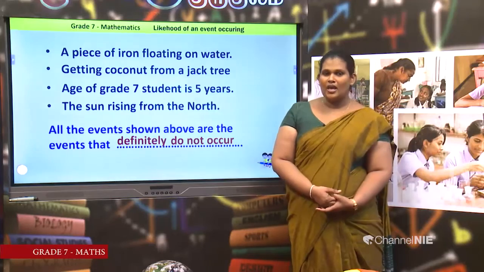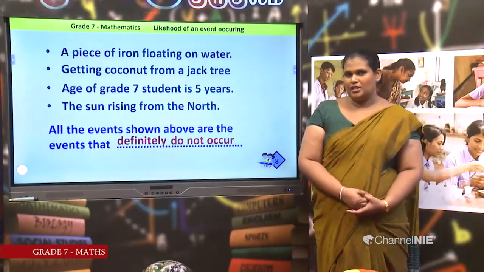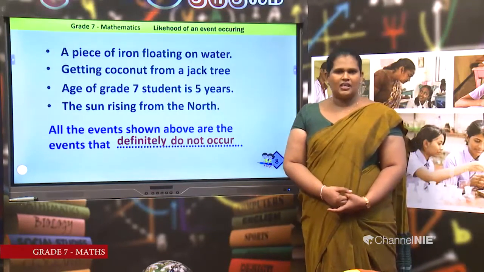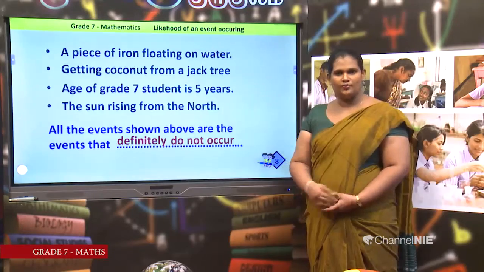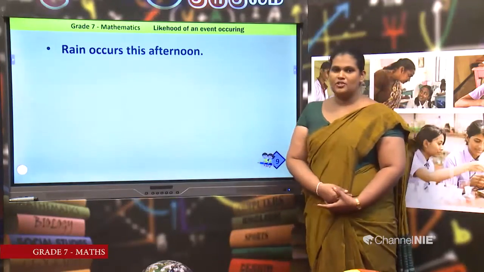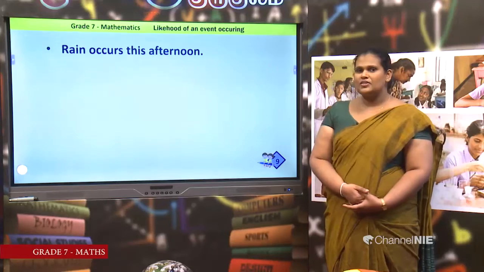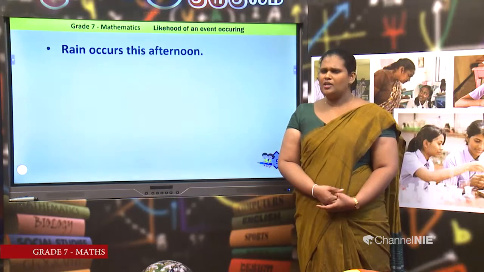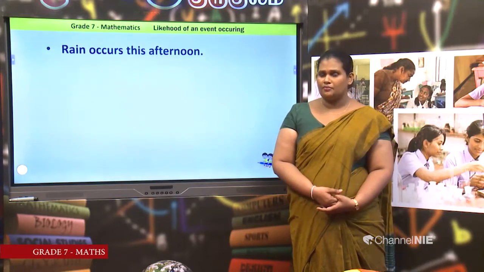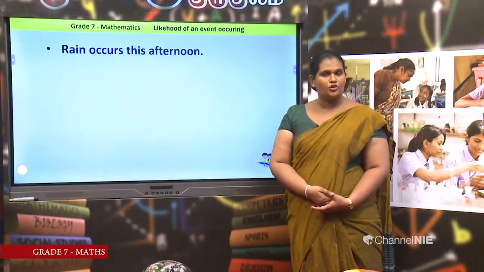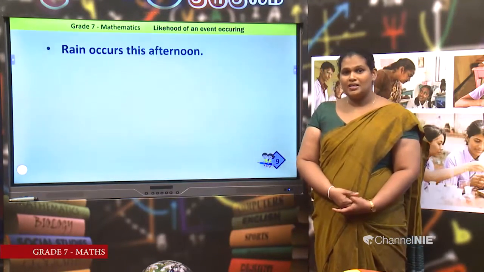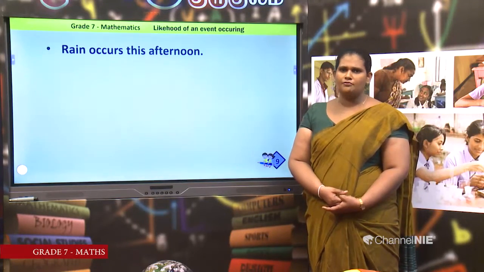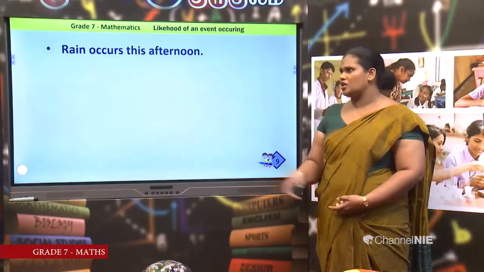Now we have discussed two types. So I'll get some more examples of events. Can you say the answer for these also? We'll see. First one, rain occurs this afternoon. The rain may occur or it may not. Isn't that so? Can you exactly say whether it's going to rain today? No. Therefore, we can't exactly say what would happen in the afternoon. It may rain or it may not.